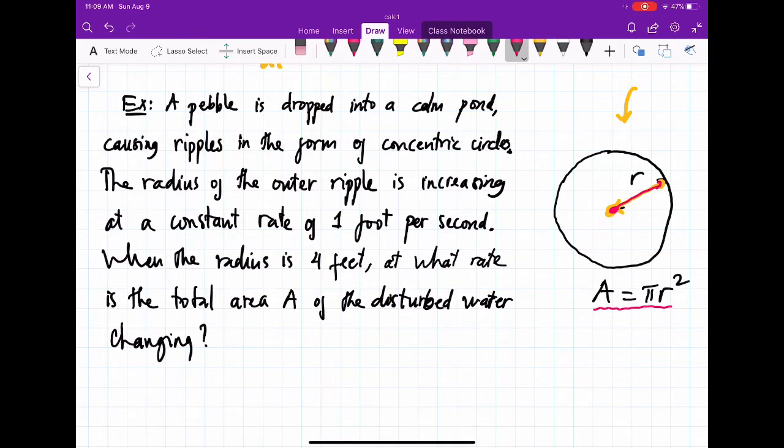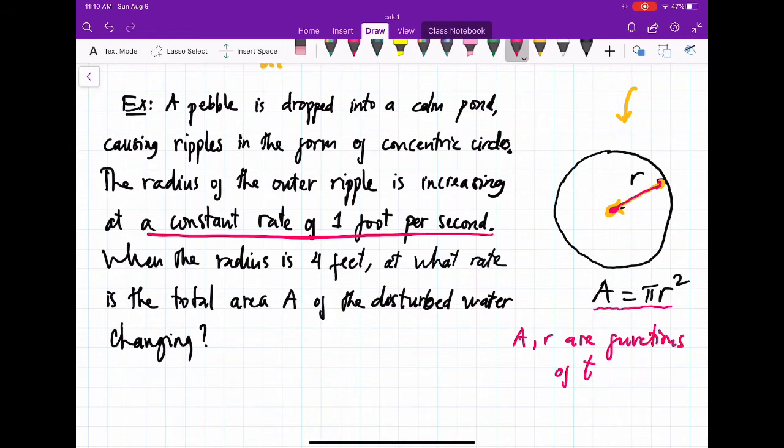Okay? And they give us that the radius of the outer ripple is increasing at a constant rate of 1 foot per second. So it seems like the radius and the area are functions of t, where t is the time. Is that correct? So I'm mentioning here A and r are functions of t, okay? And the question is, when the radius is 4 feet, at what rate is the total area A of the disturbed water changing? So they ask us about the rate of change of the area function.